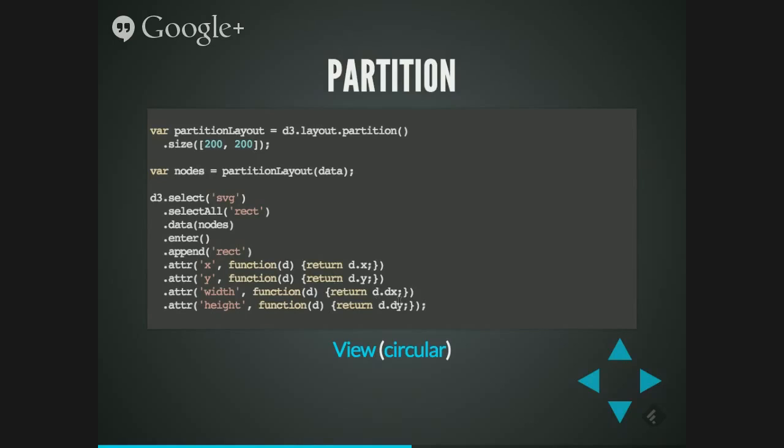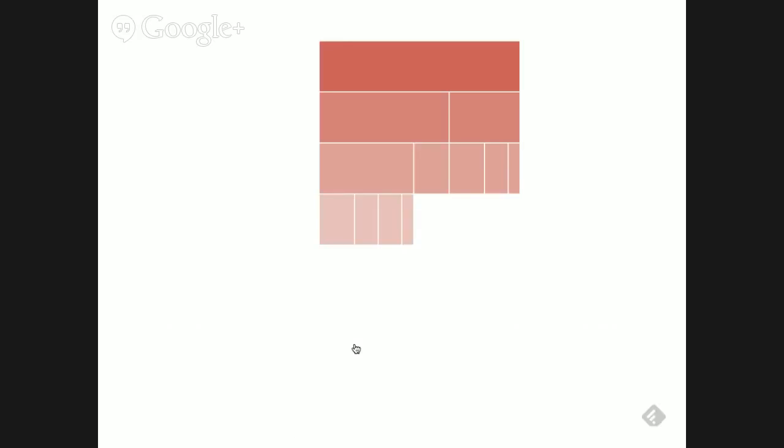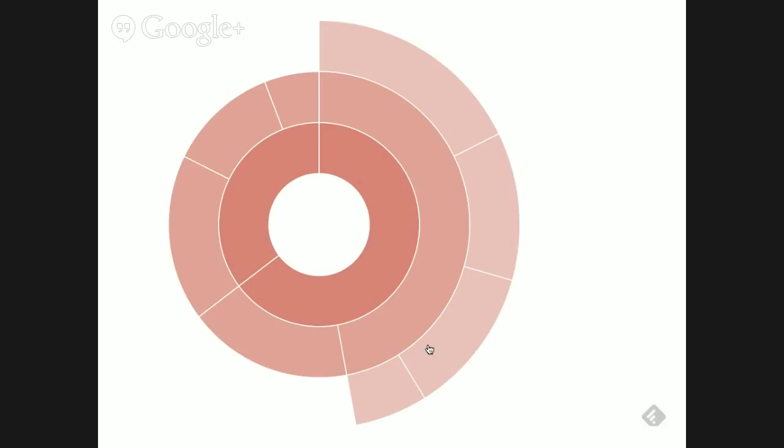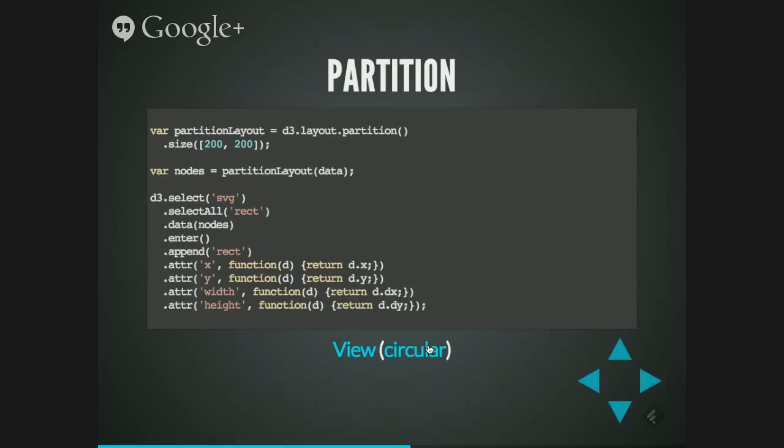What's interesting is that that's just using the x, y, width and height. If instead of appending rectangles, you append path segments and use the same data, but map it to inner radius, outer radius, and start and end angles, then you'll end up with a circular partition. Underlying it's the same layout, but you're just rendering the output differently. This really shows you that these are quite fine-grained components, and you can put them together in different ways. There isn't a concept of a partition layout and a circular partition layout. It's the same layout. You just create the elements in a different way.